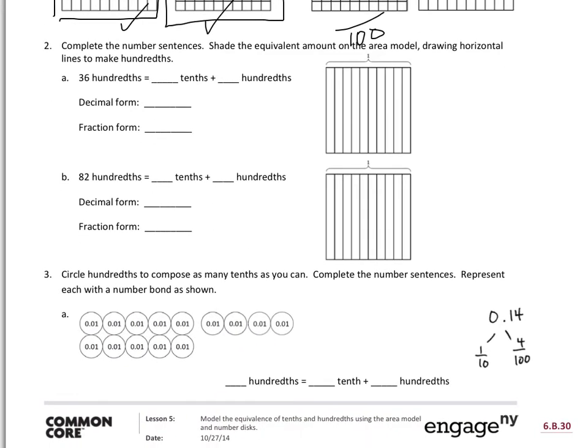When students get to problem 2, they're going to complete the number sentences, so they're going to complete the 3 different forms and shade the equivalent amount in the area model. Now this has to draw horizontal lines to make hundredths. That's going to be challenging for students, but to go from 10 into 100, they need to multiply by 10, which means they need to draw 10 lines across. Make 10 rows, meaning 9 lines.